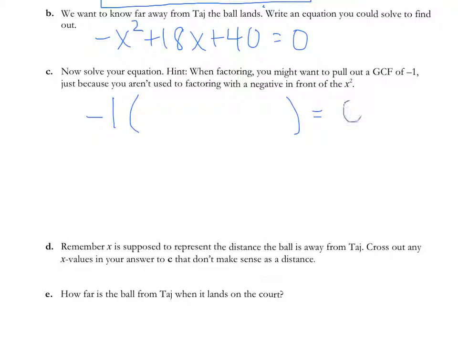Now remember, when we factor out a GCF, we want to think to ourselves, okay, what needs to be left inside these parentheses so that whatever we have here would actually multiply out to give us this? First, -1 times what would give us a negative x squared? Well, we would need an x squared on the inside here. Then -1 times what would give us a positive 18x? So we would need a minus 18x here. And then -1 times what would give us a positive 40? So we would need a negative 40 here.